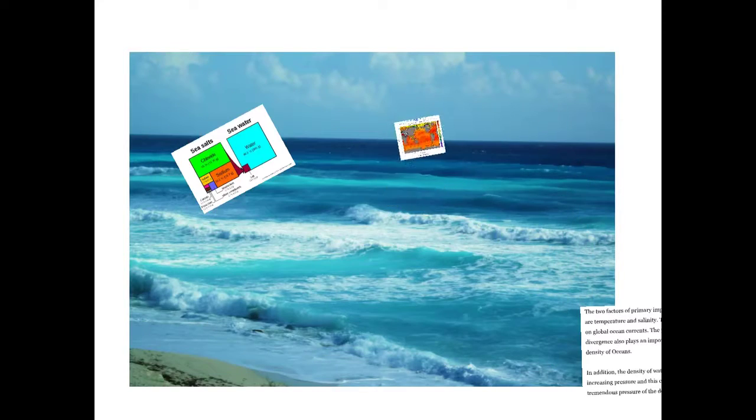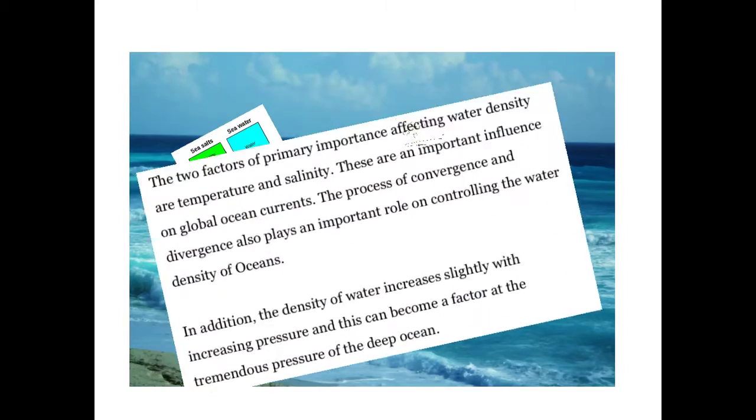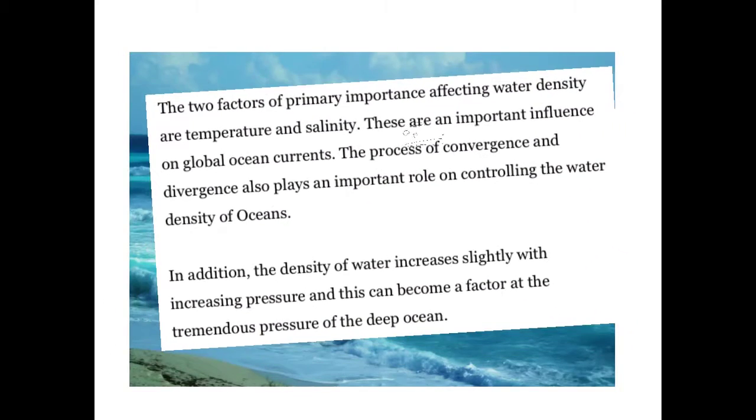The next important thing is how dense is that water? Remember, salt water is denser than regular water, and that is why icebergs, which are regular fresh water, float on top of salt water. Two factors of primary importance affecting the density of water are the temperature and how salty it is. So you have the Dead Sea, which is really salty, but it's a little warm.